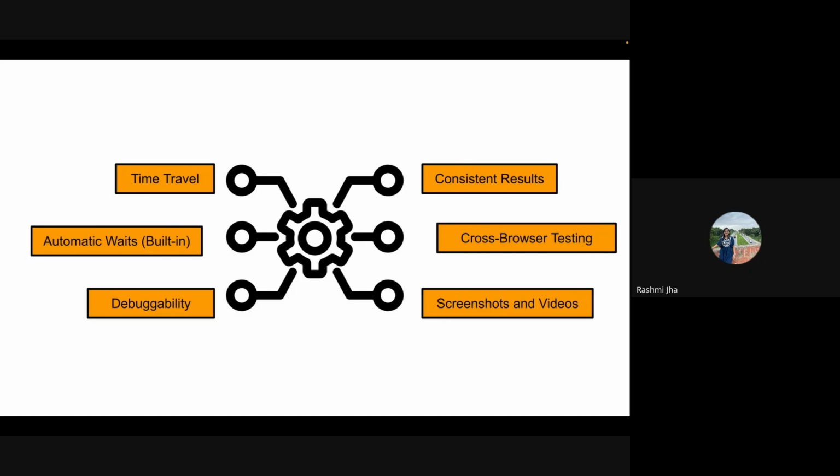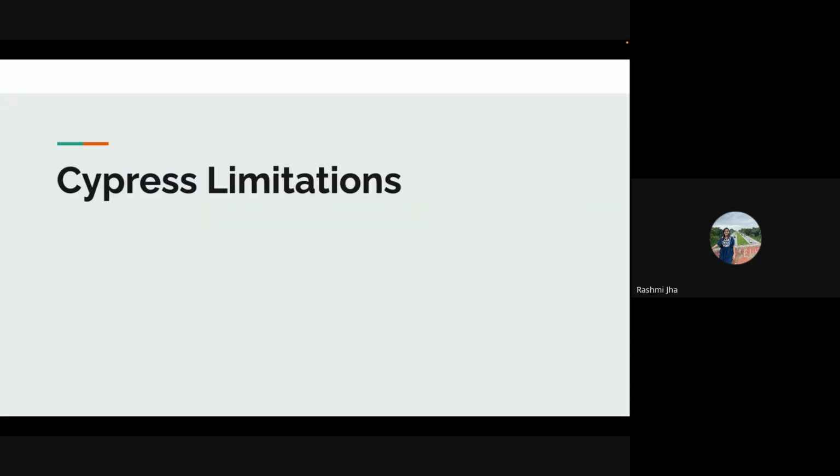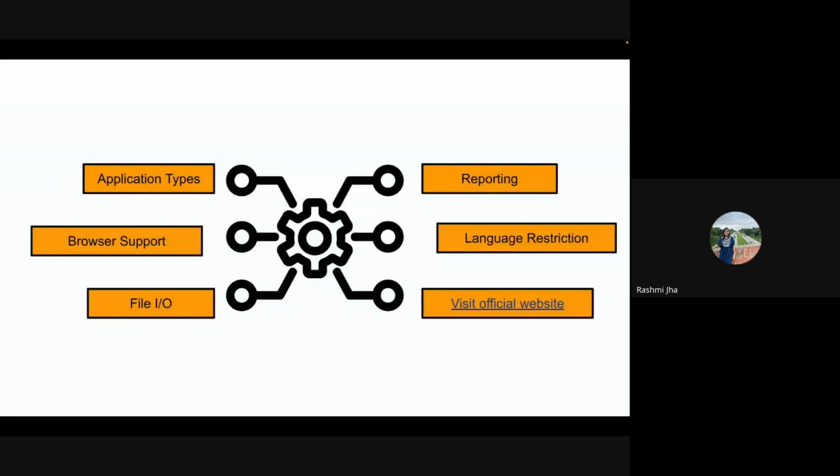It has a few limitations as well. Let's look into the limitations of Cypress. This slide contains the limitations of Cypress. Let's look into each of them. First comes the application types. This means Cypress cannot automate desktop or window-based applications. Also, it cannot support mobile applications. Coming to browser support, in Cypress we have limited support for certain browsers compared to other tools. For example, Cypress has no support for the Safari browser.